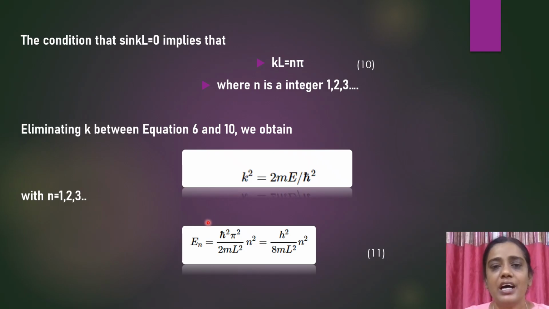So, when we substitute the values of k squared in this equation, the expression becomes En equal to h cross squared pi squared by 2mL squared into n squared. And we know h cross is nothing but h by 2 pi. Here h cross squared is there. So when we write the expression in terms of h squared, the expression becomes h squared by 8mL squared into n squared.